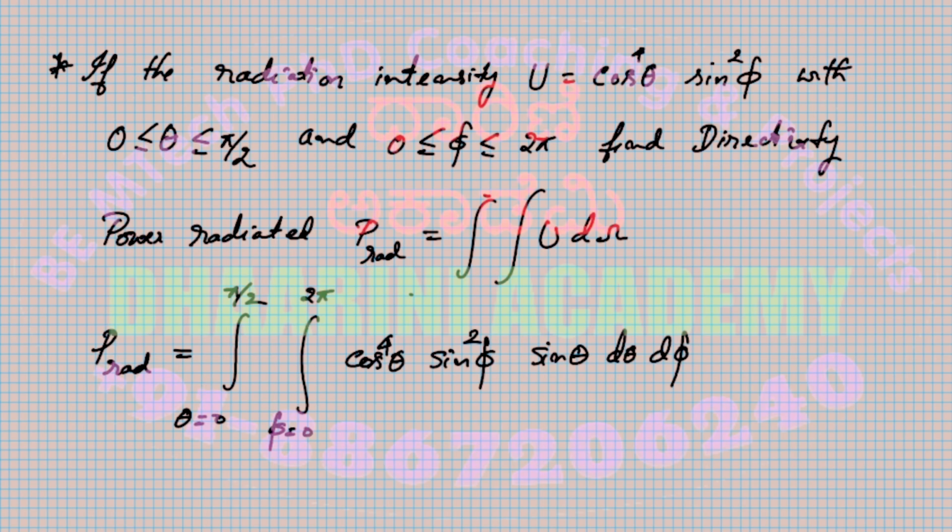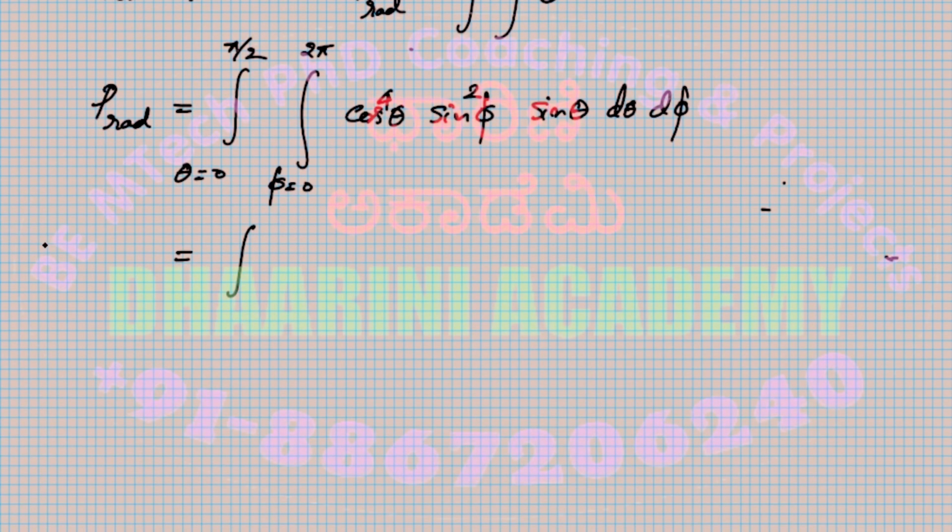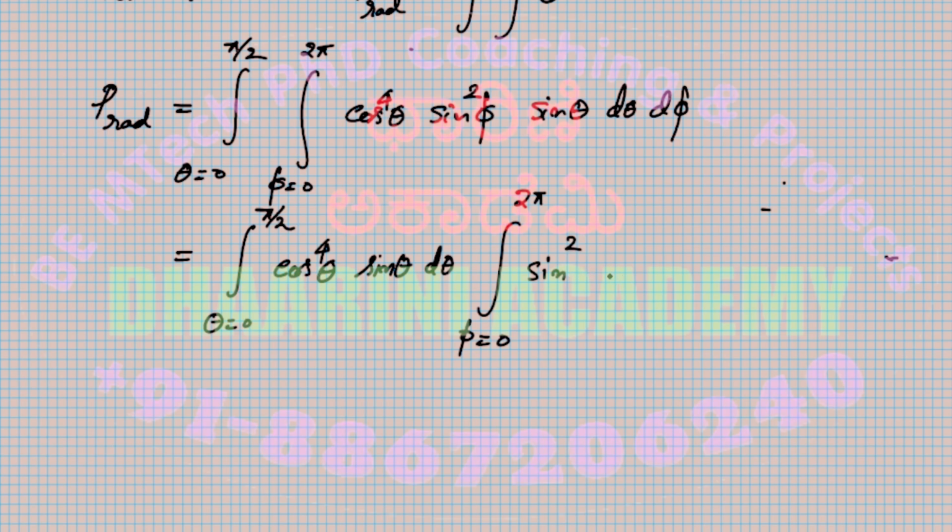Since it's in the format of a product, you can directly split it and write. So this is equal to the integral with theta from 0 to pi by 2, bringing all the terms containing theta under this one: cos to the power 4 theta into sine theta d theta. And the second integral for phi from 0 to 2 pi is sine square phi d phi. Now this becomes a simple double integration problem.